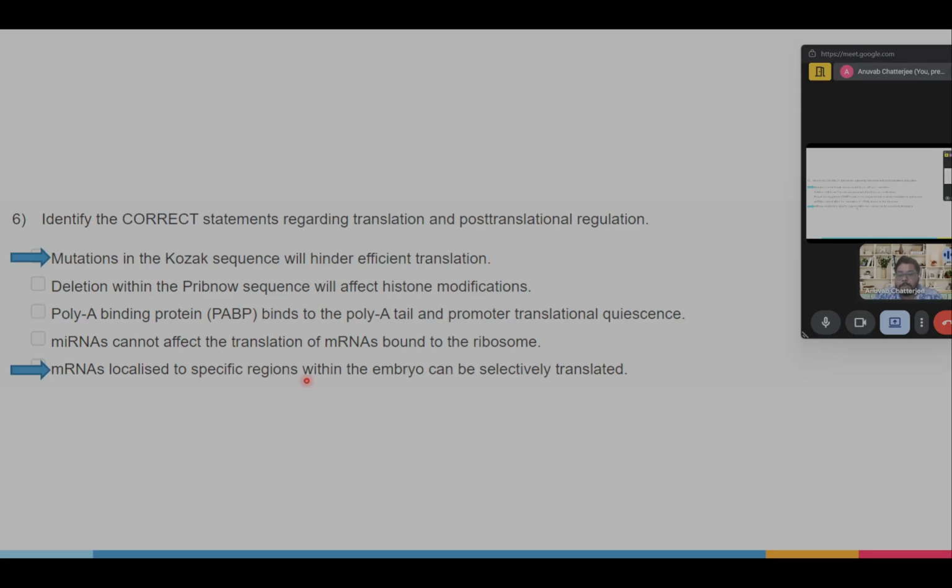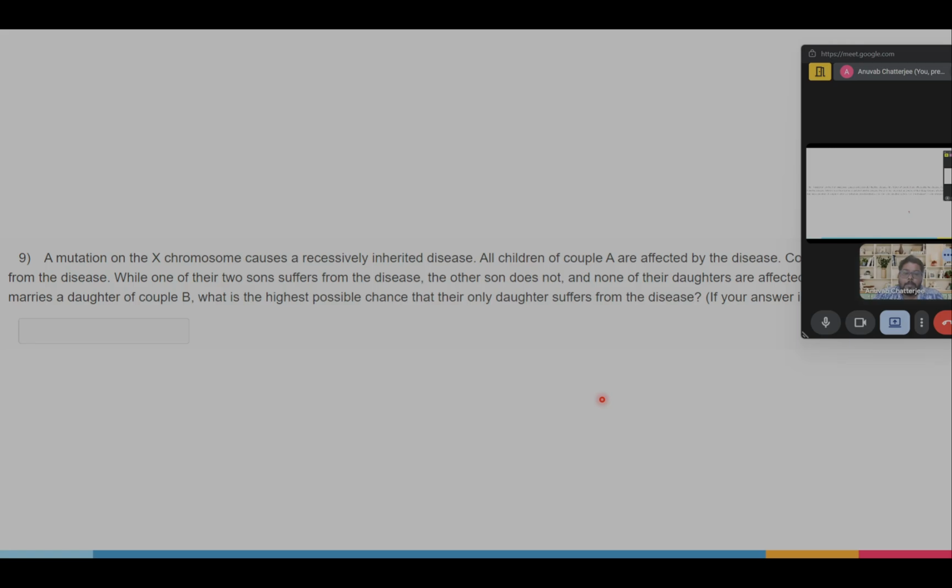mRNA localized to a specific region within an embryo can be selectively translated, as we saw. Only when nanos is bound to the anchor protein, which is bound to the posterior region, will it ever be translated, and that is why it helps in posteriorization of the embryo. Okay, moving on.